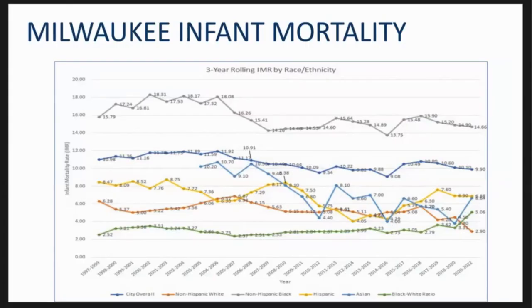This is a kind of messy graph. It's going to get cleaned up and published in the FIMR report that will be coming out later this year.